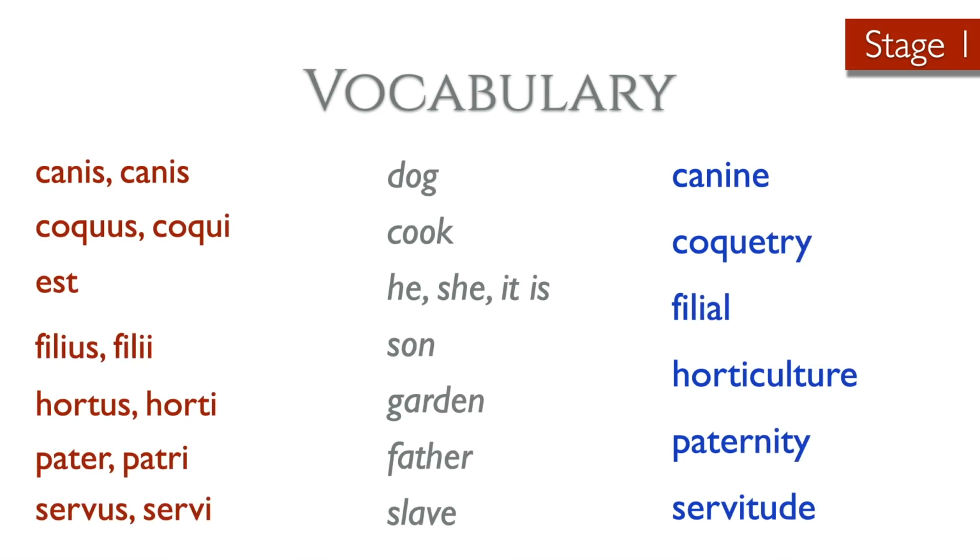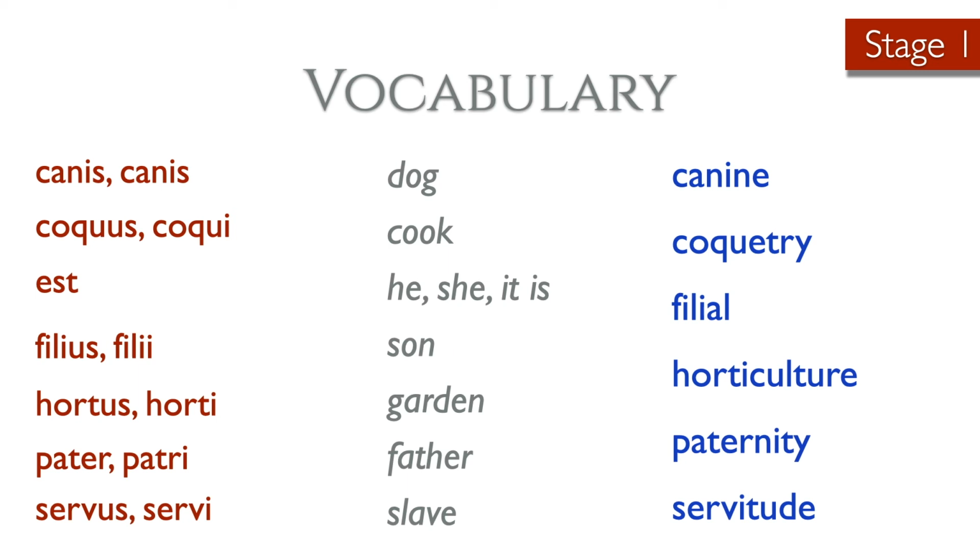Now it's time to review our Latin vocabulary for stage 1. Our first word is canis, canis in the genitive, meaning dog, from which we get the modern word canine. Coquus, coqui, cook, from which we get coquetry. The verb to be, sum, in the third person singular present tense is est, meaning he, she, or it is. Filius, filii, meaning son, with a modern cognate filial. Hortus, horti in the genitive, meaning garden, from which we get horticulture.